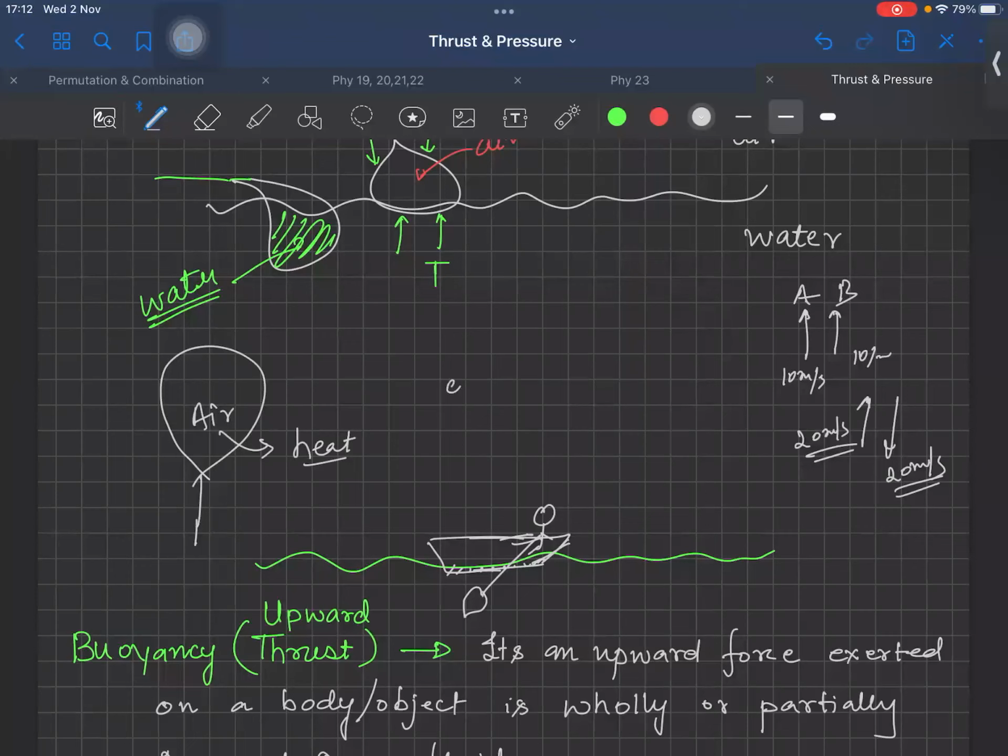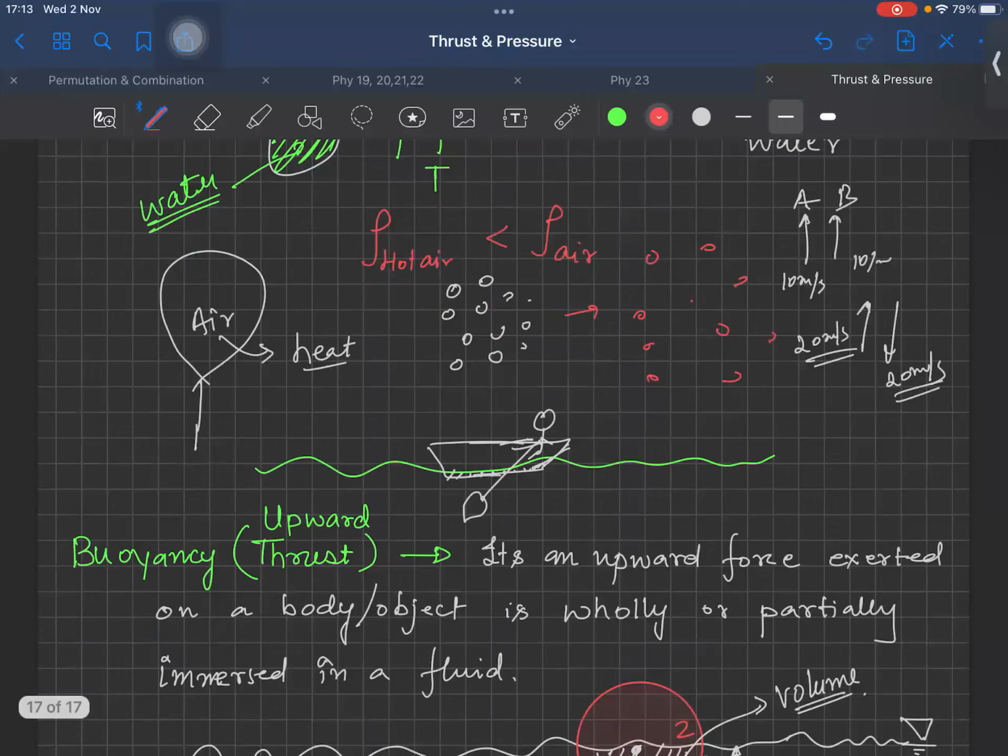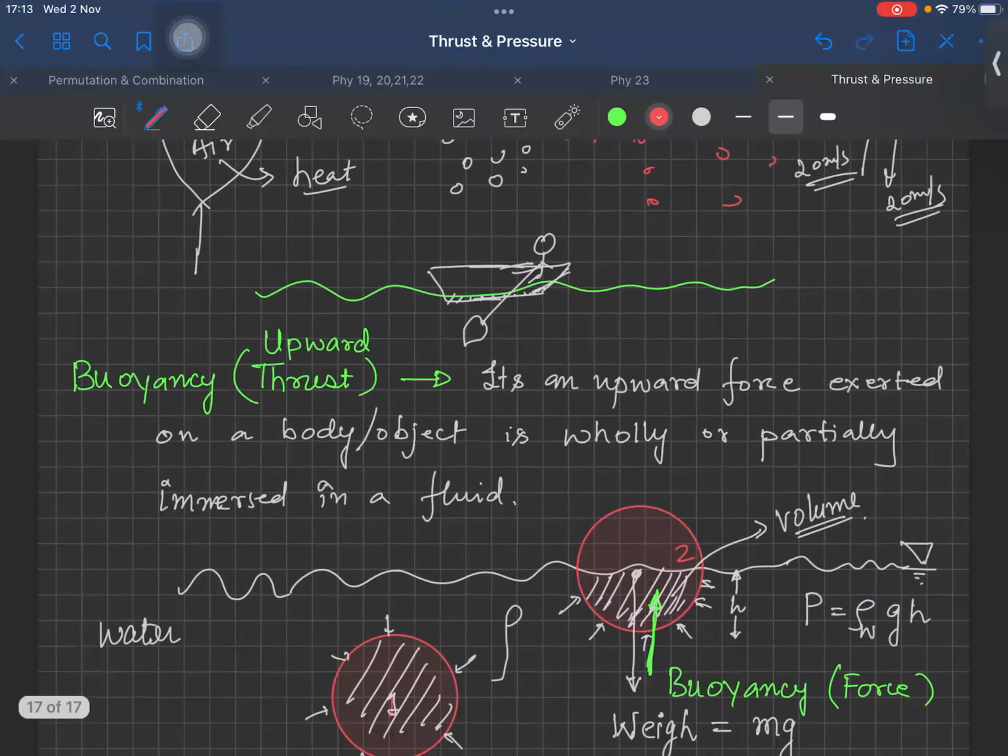what will happen when you heat the air? Usually the air particles are like this, right? If you heat the air, the particles will expand, so that it will become lighter than actual air. So the density of hot air will be lesser as compared to the density of air, because the particles will get expanded and it will occupy more volume. That's how it will be able to float. So these are some of the applications of buoyancy.